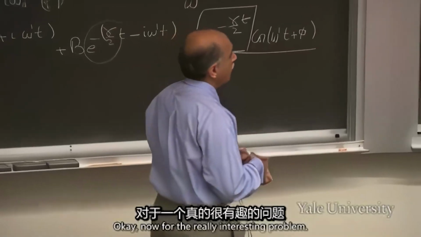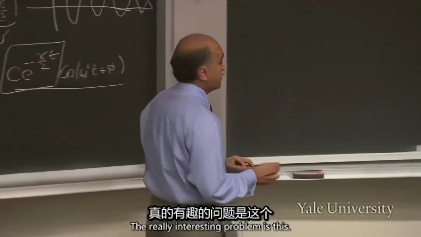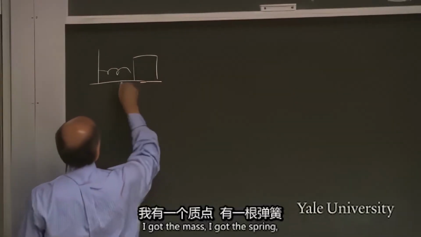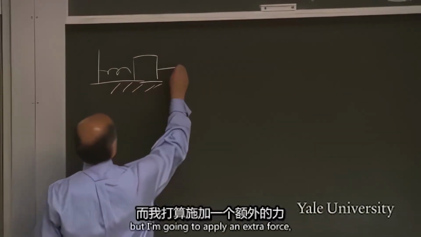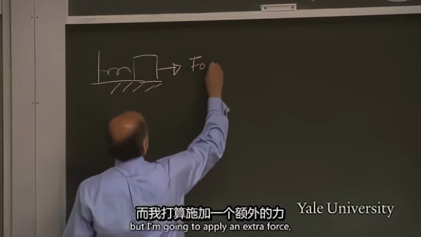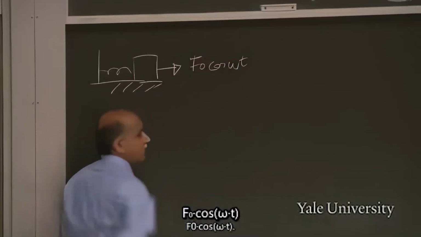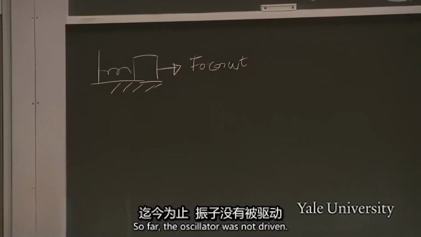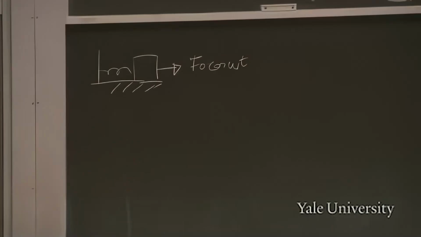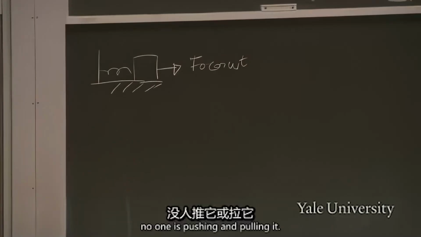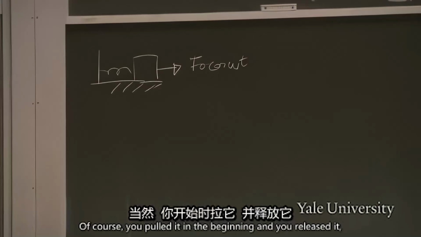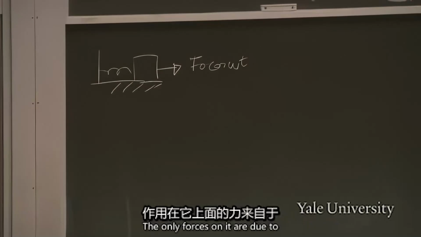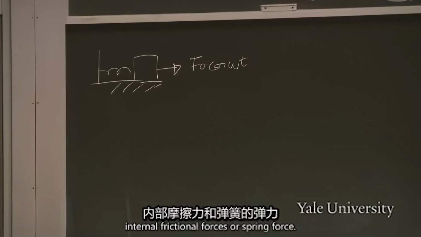Okay, now for the really interesting problem. The really interesting problem is this. I got the mass, I got the spring, I got the friction, but I'm going to apply an extra force, F naught cosine omega t. This is called a driven oscillator. So far, the oscillator was not driven. In other words, no one is pushing and pulling it. Of course, you pulled it in the beginning and you released it, but once you released it, no one's touching the oscillator. The only forces on it are due to internal frictional forces or spring force.